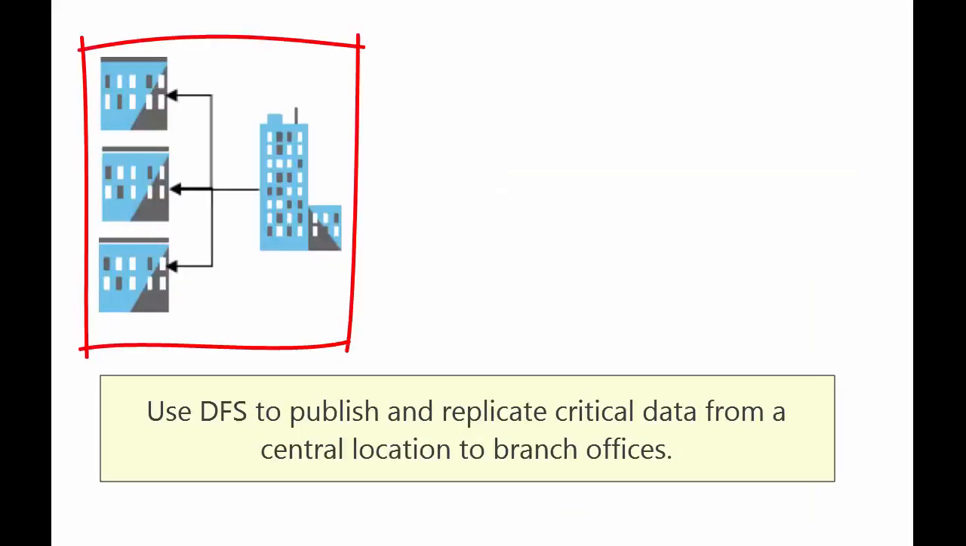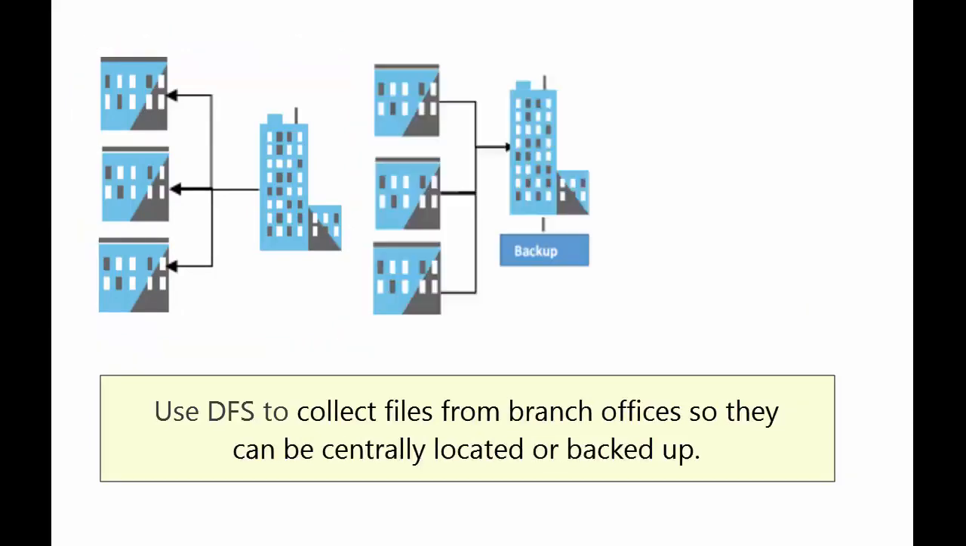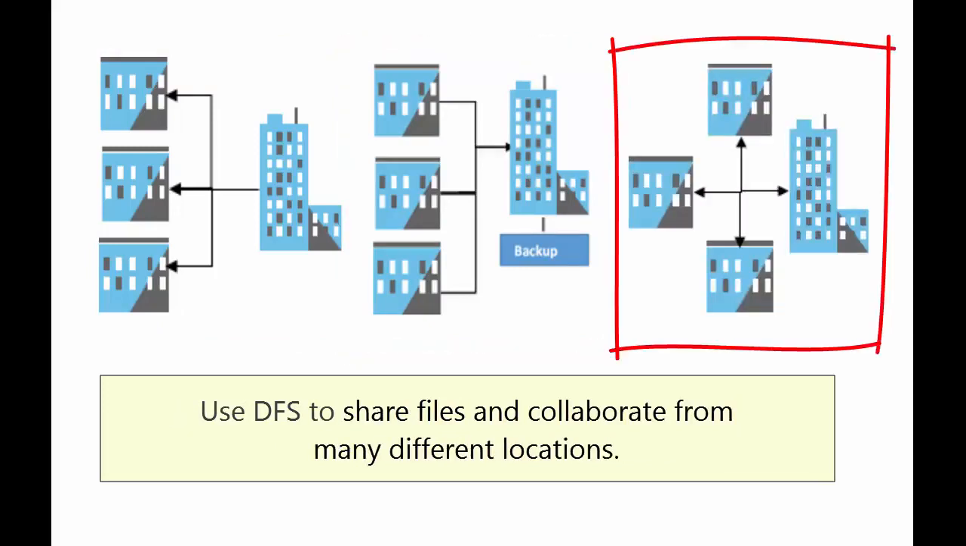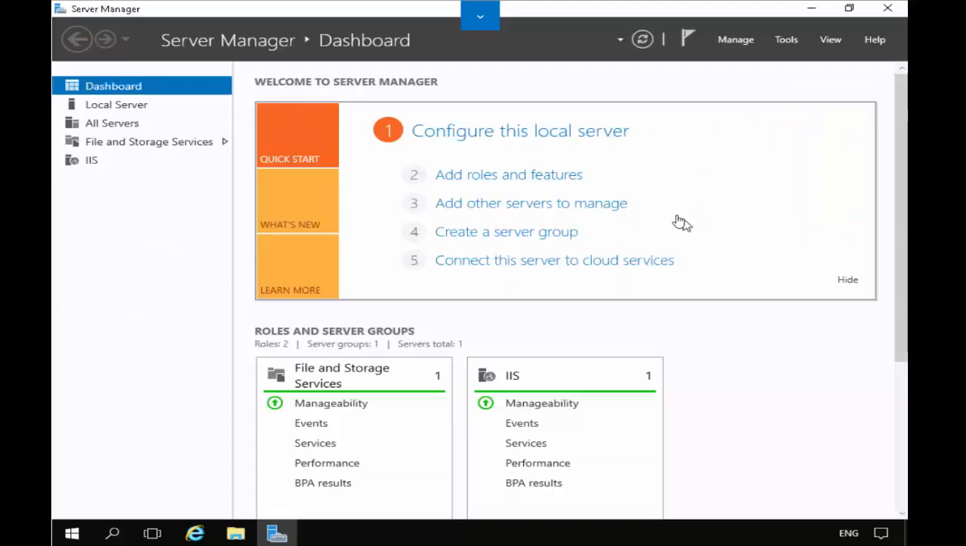There are several usage cases. First, you could use DFS to publish and replicate critical data from a central location down to branch offices. Second, you could use DFS to collect files from branch offices so they can be centrally located or backed up. And third, you could just use DFS to share files and collaborate among many different locations. Let's see how this is implemented.